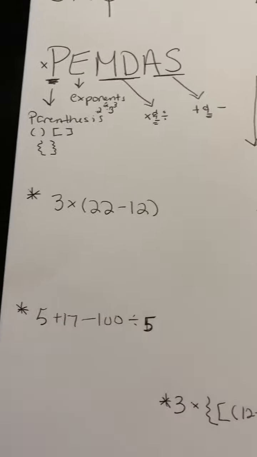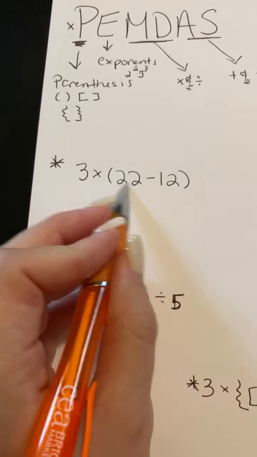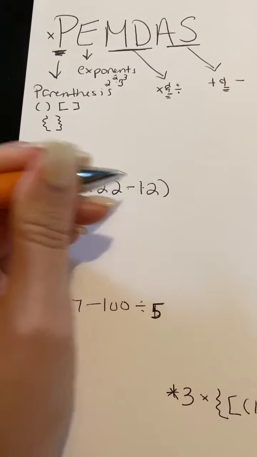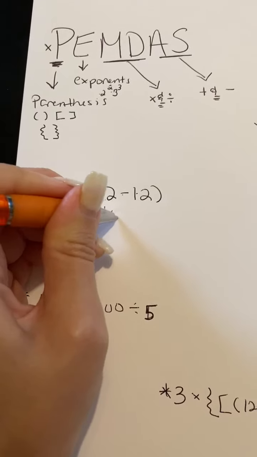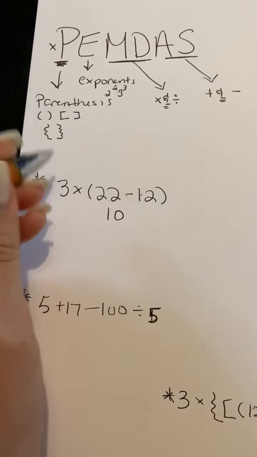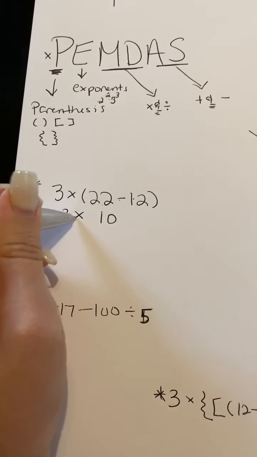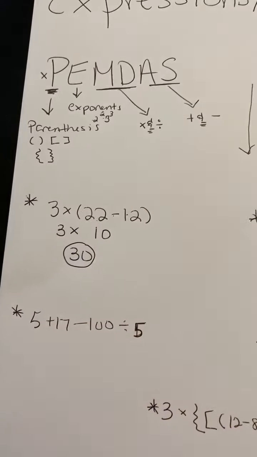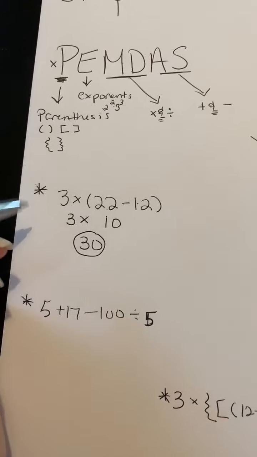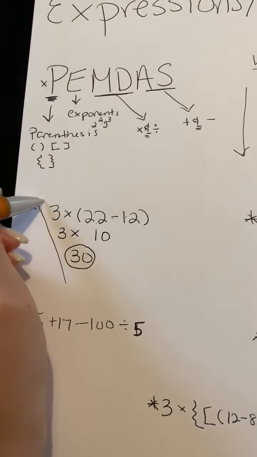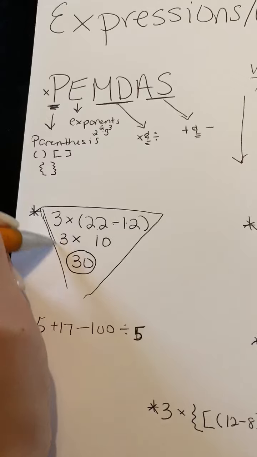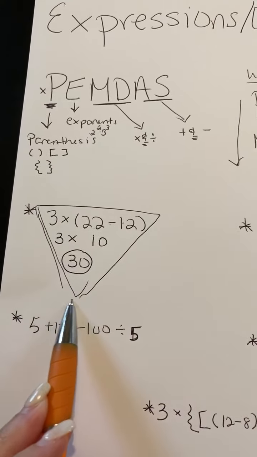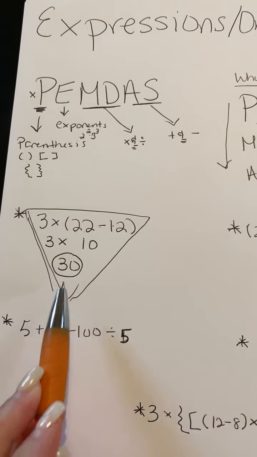So here's an example. I'm doing my parentheses first. Says it right there. So 22 minus 12 is 10. And then everything else falls down like Tetris. 3 times 10 is 30. Done, that's my answer. Okay, and at the end of your work, you should always want something that looks like an upside down triangle, because you're slowly solving a chunk of the problem at a time, so the problem's getting smaller and smaller until you get to your answer.